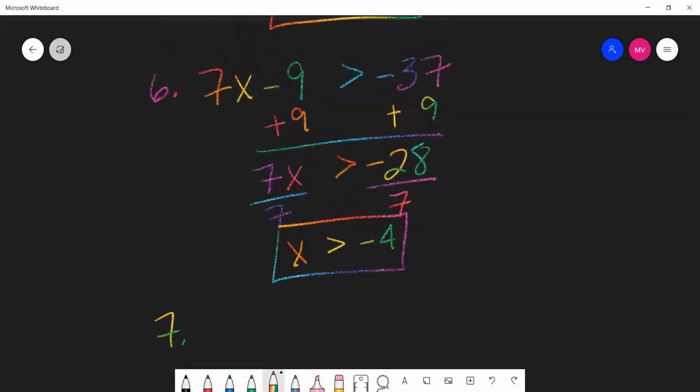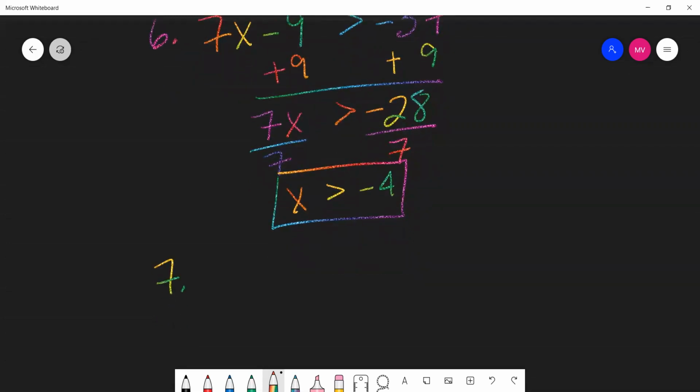Let's look at that. X is greater than -4. -3. 7 times 3 is 21. 21 plus 9 is 30. Oh, yeah, -30 is greater than -37. We were all thinking of it in terms of positives. Okay. All right, number 7.